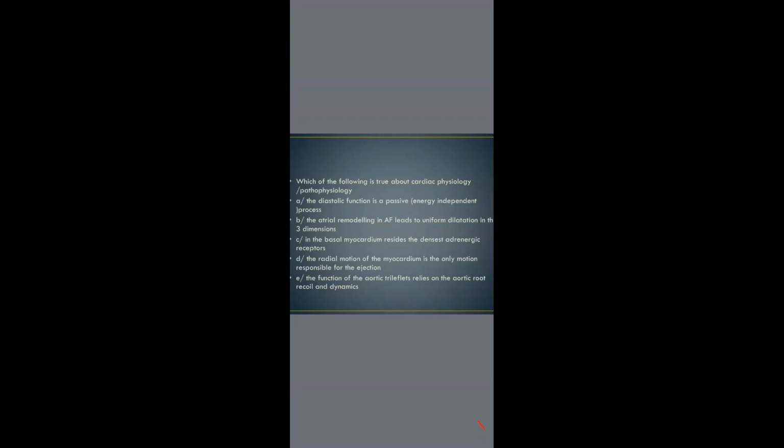That means C is wrong. C is that the basal myocardium resides the densest adrenergic receptors. Remind you of Takotsubo. In Takotsubo we have apical ballooning, right? The mechanism is thought to be an adrenergic surge due to psychological or physical stress.